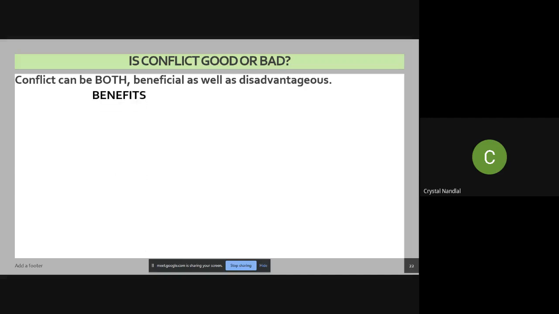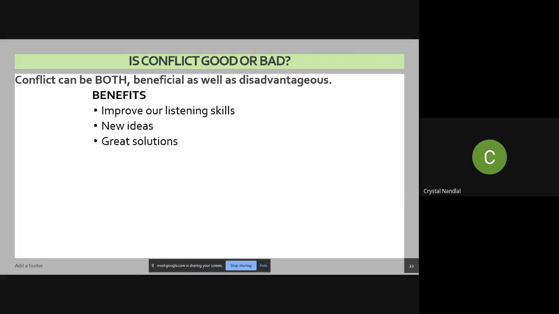So let's take a look at some of the benefits of conflict. Benefits of conflict will be improving our listening skills. So when we are in conflicts and we are able to resolve conflicts, you are able to learn how to listen to others better. New ideas can come about with conflict. So like if you guys are in a sticky situation or argument, you'll be able to find solutions and new ideas that could help with future disagreements amongst persons.